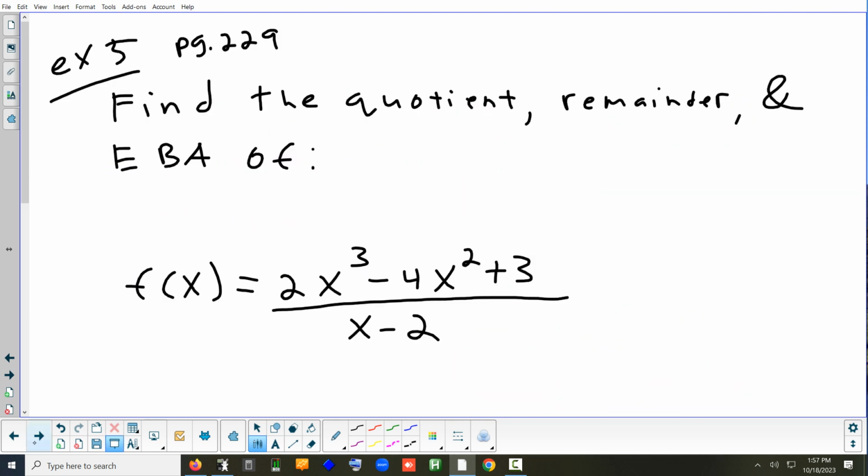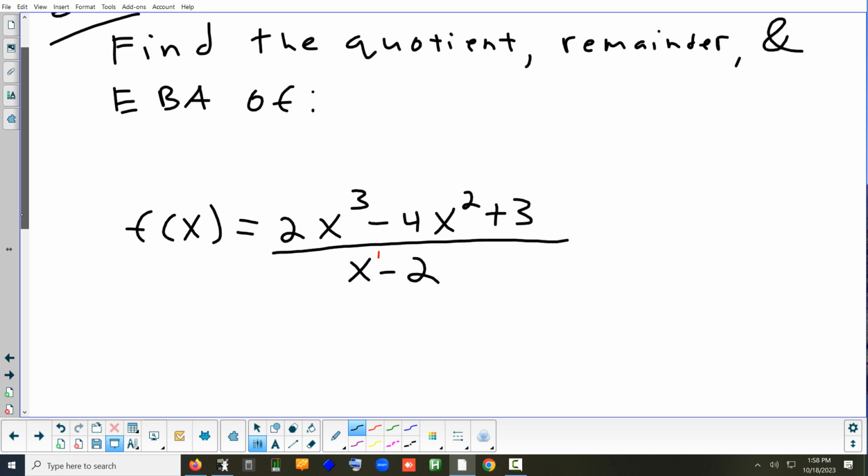All right, so let's take this problem. I know I said we're only going to focus on ones where the degree in the top is 1 away from the degree in the bottom. This one is 2 away. But we're not going to graph. All we're going to do is find the quotient, the remainder, and the EBA. We will not be graphing it. That's the part we're going to skip for this one.